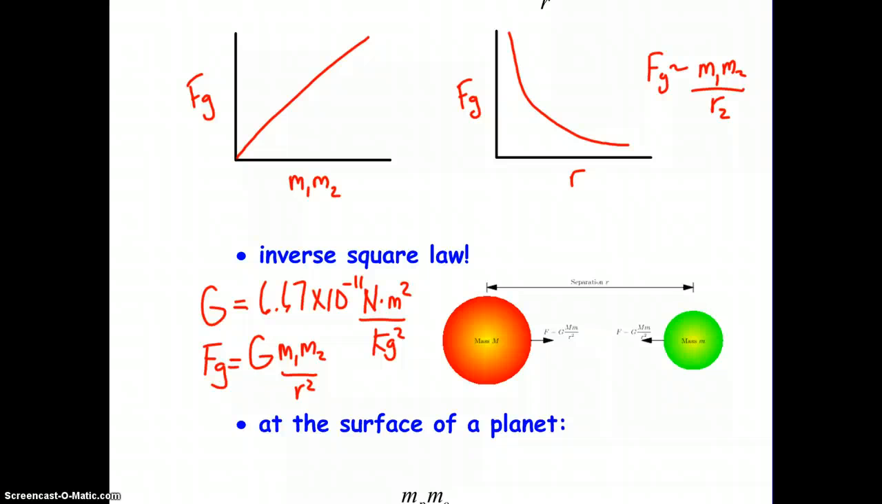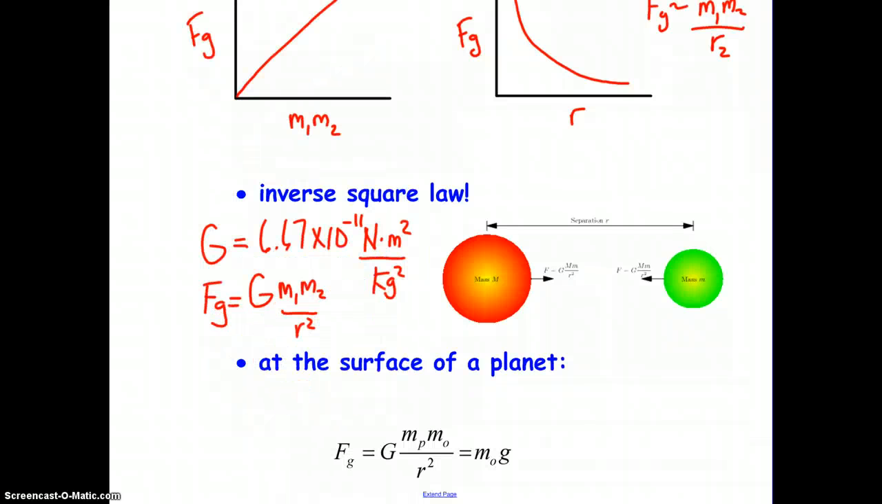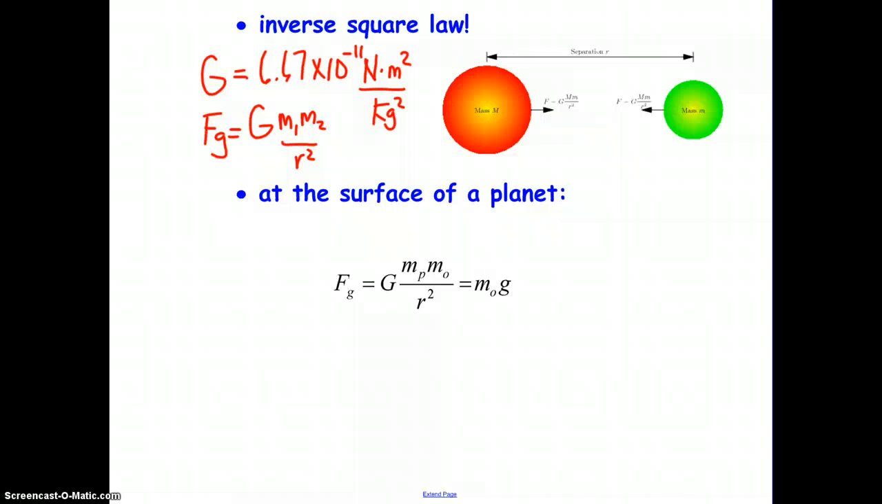Another side note to keep in mind that we reviewed earlier this year is that at the surface of a planet, we have a special application of this, which would also allow us to calculate the acceleration due to gravity at the surface of that planet. If we consider the force of gravitational attraction between two objects, and one of those objects is the planet and the other object is at the surface of that planet, we have an alternate way to calculate that object's weight, because the force due to gravity between the planet and the object is the weight of the object.